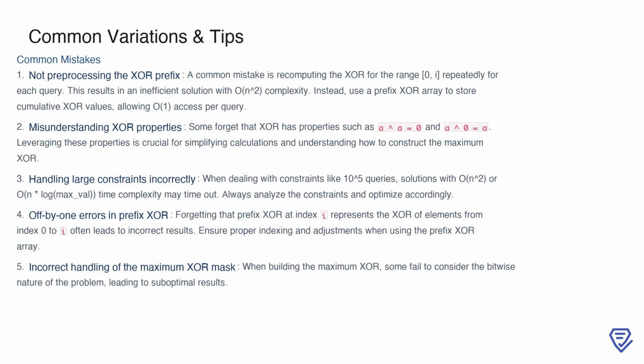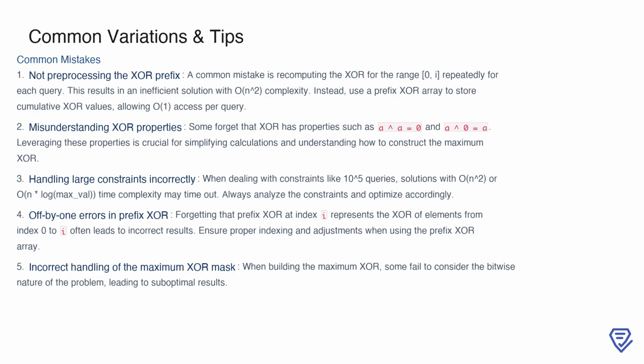In this section, we highlight some common mistakes to avoid when solving the maximum XOR for each query problem. First, one of the most frequent errors is not pre-processing the XOR prefix. Recomputing the XOR for the range 0 to i repeatedly for each query leads to an inefficient O(n squared) solution. Instead, by using a prefix XOR array, you can store cumulative XOR values, which allows you to answer each query in O(1) time. Another mistake is misunderstanding XOR properties, like how A XOR A equals 0 and A XOR 0 equals A. These properties are fundamental and can simplify calculations significantly.